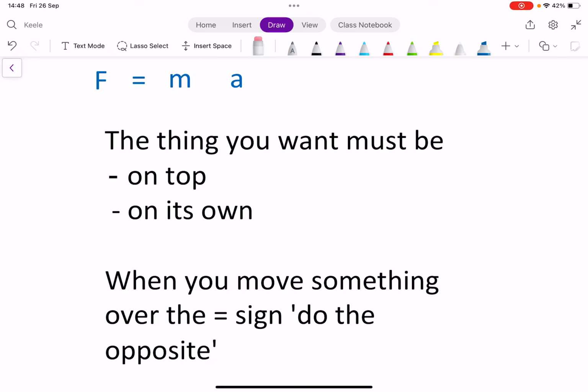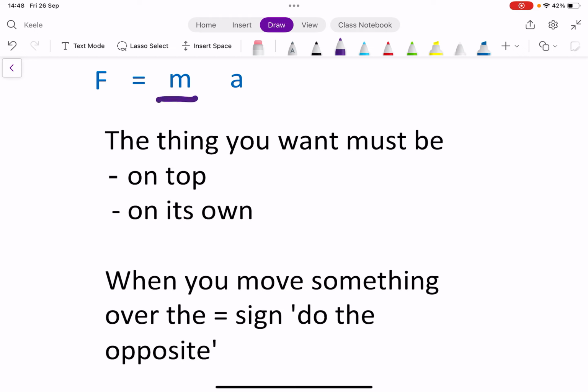Now, honestly, it doesn't matter what any of the letters mean at this point. M is for mass, but algebra doesn't care about those things. You can have any letters here. The rule's the same. This is where algebra is better than formula triangles, because for formula triangles, you've got to make sure you get the letters right. For this, you've just got to use algebra to rearrange it. Same rules every time.